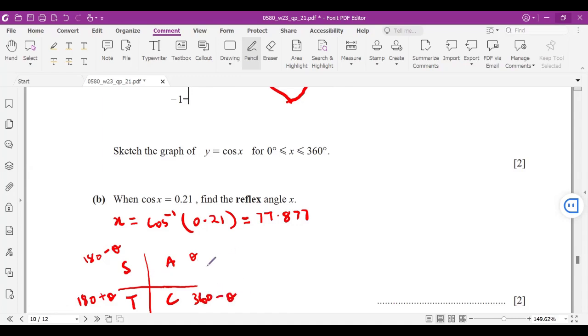So now coming here, for me to get the reflex angle, of course, reflex is going to be bigger than 180. And of course, where it will be positive, if you look at the third quadrant, it cannot be the third quadrant because in the third quadrant cosine is going to be negative. So the reflex angle is going to be 360 minus, which is the fourth quadrant, 77.877.